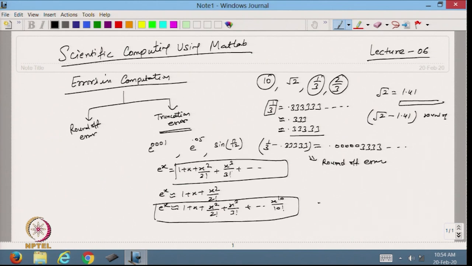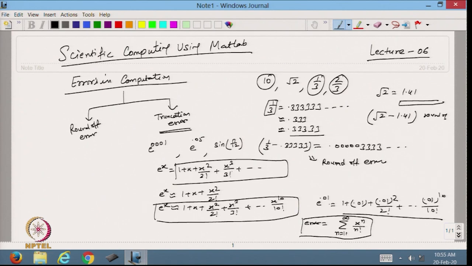Now, suppose I want to find the value of e raised to power 0.01. I will put this value: 1 plus 0.01 plus 0.01 squared by 2 factorial, up to 0.01 to the 10 by 10 factorial. So I am using this polynomial for e raised to power 0.01. It is a degree 10 polynomial. In this case I have introduced an error. The error is this minus this, which means the error will be all the terms x to the n by n factorial, where n starts from 11, not from 10, from 11 up to infinity. That will be the error introduced in this number whenever I define e raised to power 0.01. This error is called the truncation error.